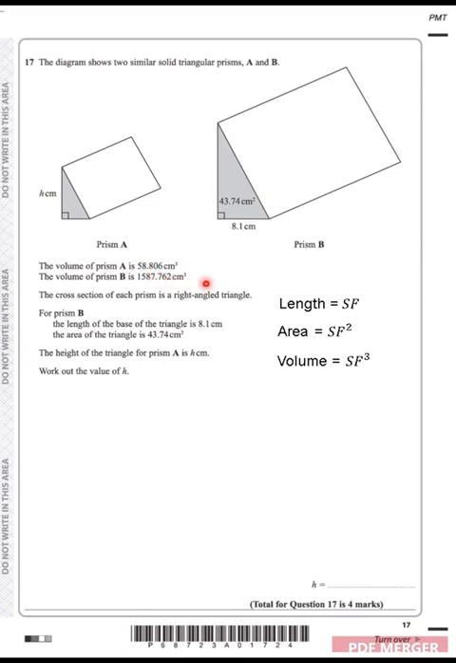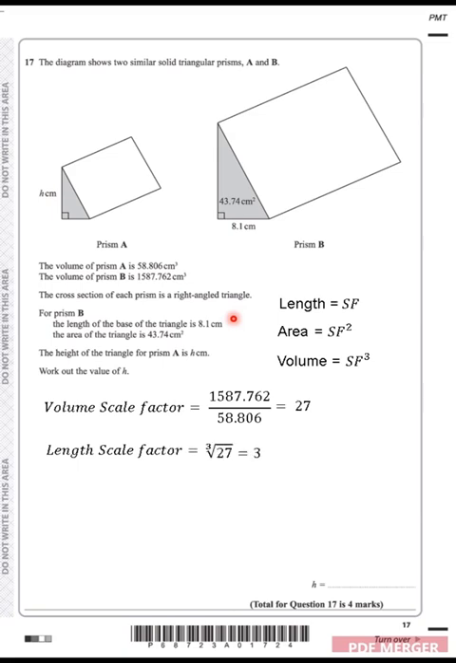So 1587.762 divided by 58.806. This is equal to 27. So this unit is in centimeter cube. And because this is our volume scale factor, we need to get to the length scale factor. Now to get to the length scale factor, we need to cube root. So cube root of 27 is equal to 3. Now we can work out the height based on the information in prism B.